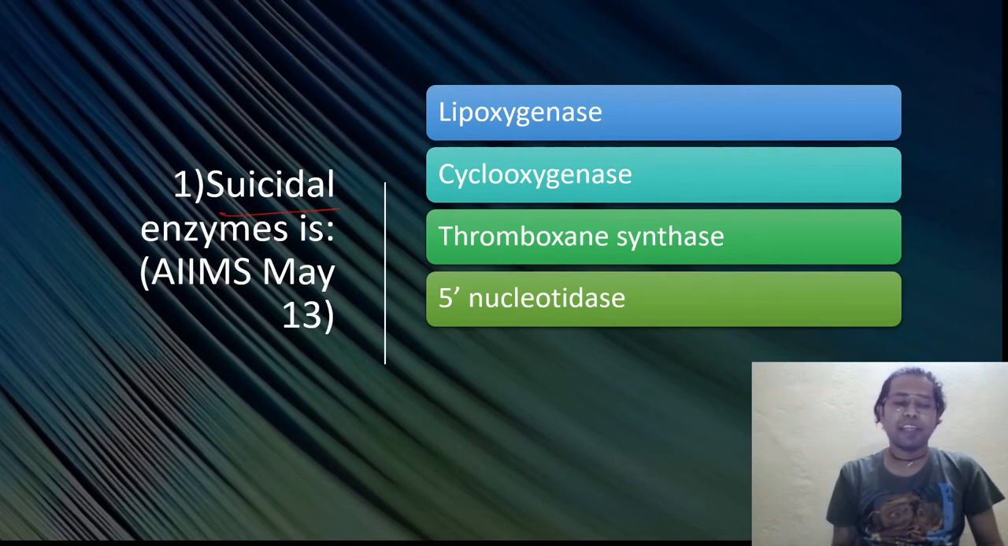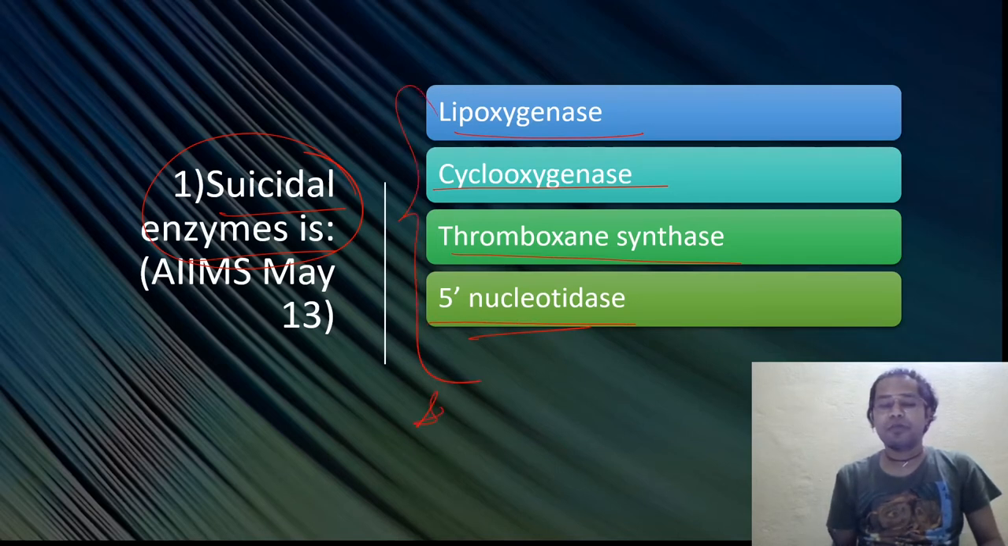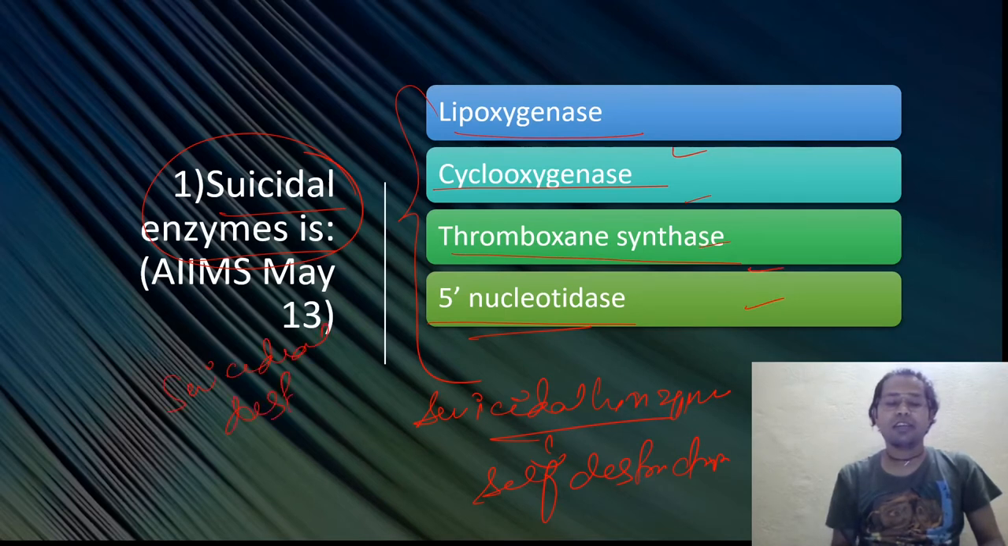Question: suicidal enzyme is, so yahan pe aapko kuch enzymes diye gaye hain: lipoxygenase, cyclooxygenase, thromboxane synthase and 5 nucleotides. In mein se aapko which is the suicidal enzyme, you have to know. What does suicide mean? Suicidal enzyme, we know it's about self destruction. So there is an enzyme here out of the 4 given here, ki jin mein se ek suicidal destruction. Let's see the next slide where it's written.